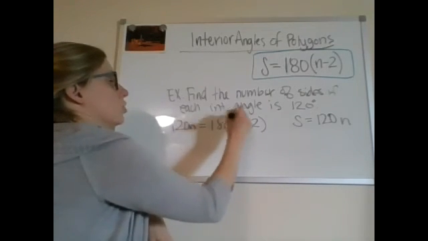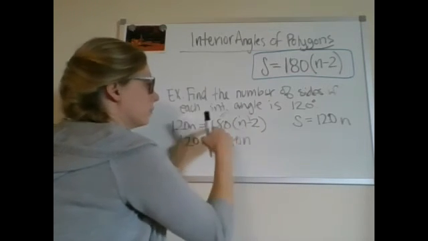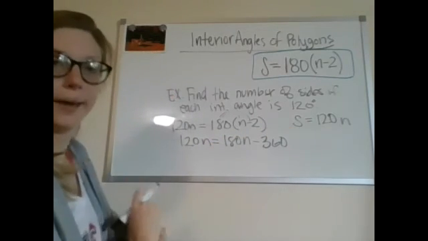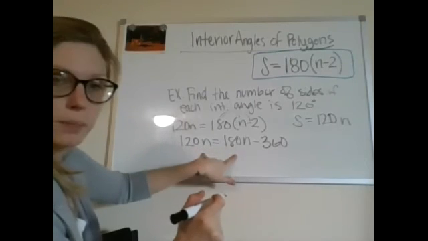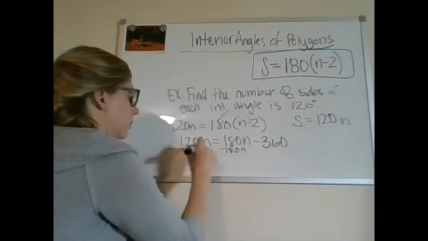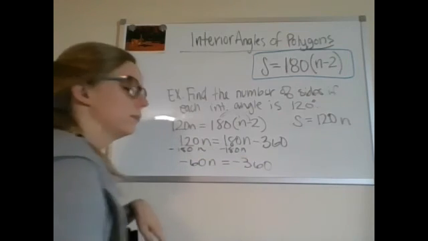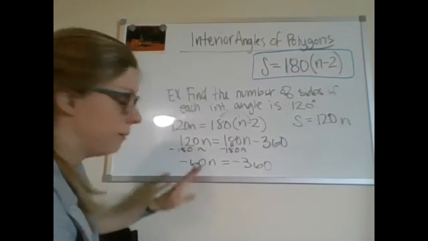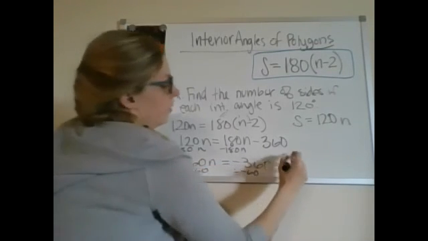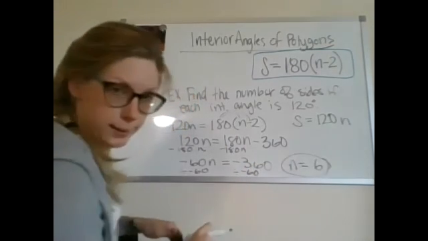First thing we're going to do is distribute this 180. So 120n equals 180 times n, 180 times minus 2 would be minus 360. Okay. Now we are going to combine like terms because they're on opposite sides of the equation sign. We're going to subtract 180n from each side. And we're going to be left with negative 60n equals negative 360. Now, the last step is we divide by negative 60. And negative 360 divided by negative 60 will give us n equals 6.